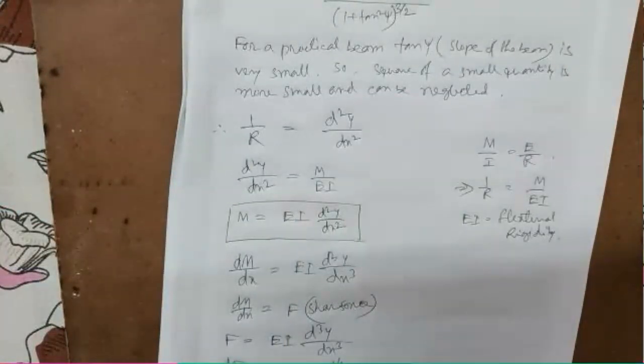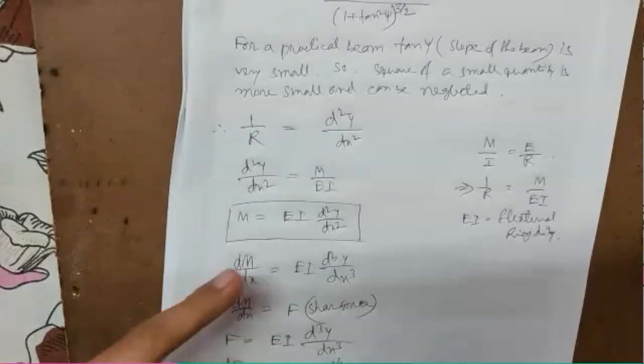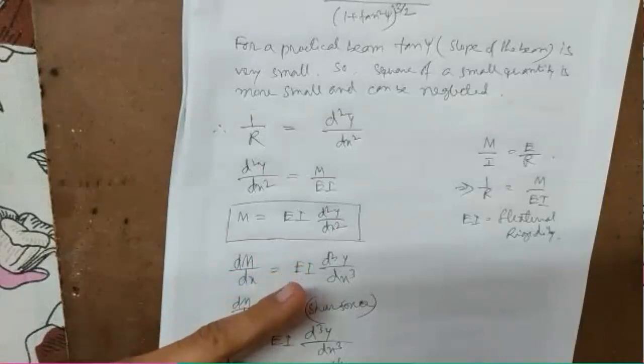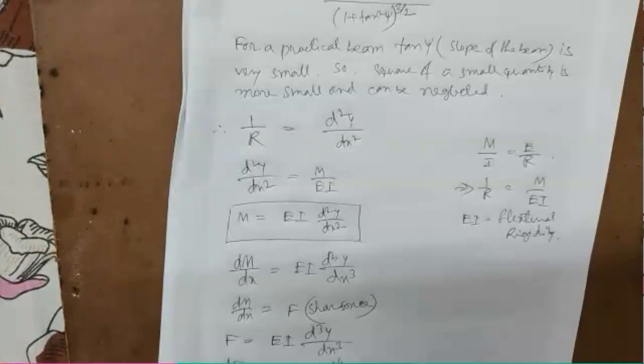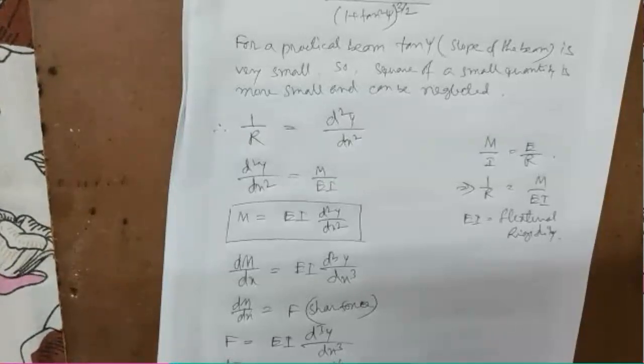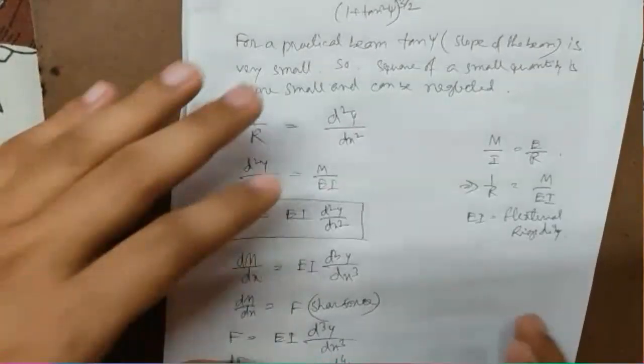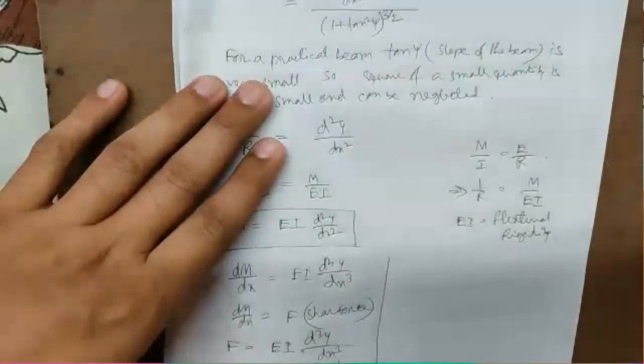So now, the deflection is y, slope is dy dx, bending moment is EI into d2y dx2, shear force is EI into d3y by dx3, and the rate of loading is EI into d4y by dx4. Now the units are to be taken accordingly, I will sort it out in a summary.